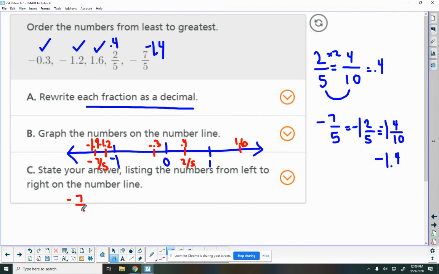So now I can put these in order from least to greatest. We have negative 7/5, negative 1.2, negative 0.3, positive 2/5, and 1.6. So again, we want to make them decimals, put them on a number line, and then list them from left to right.